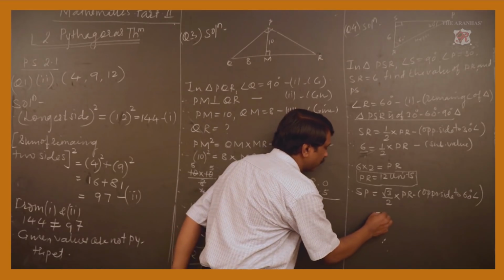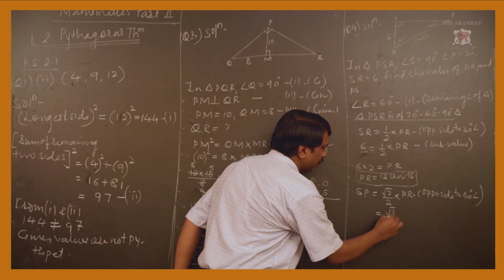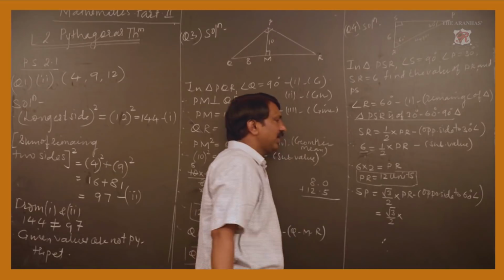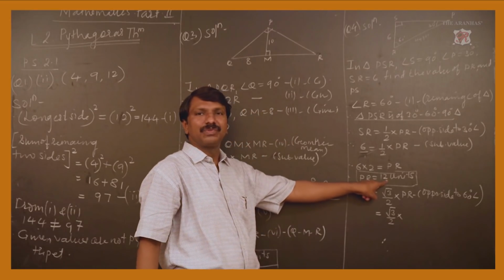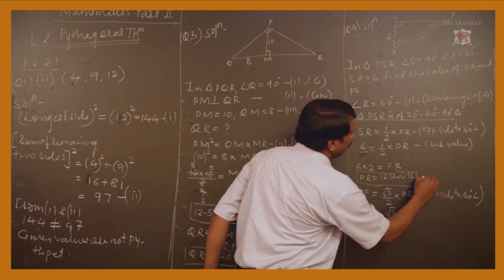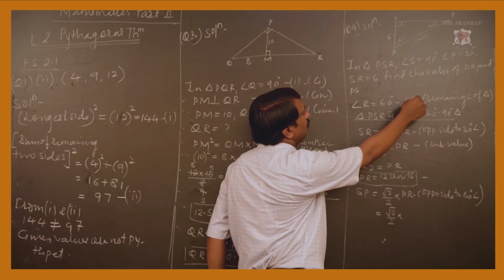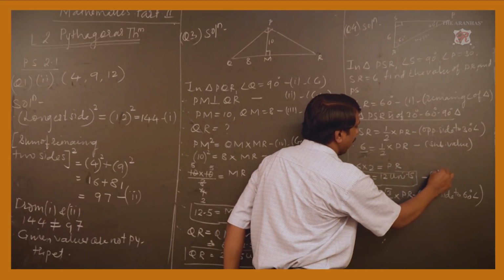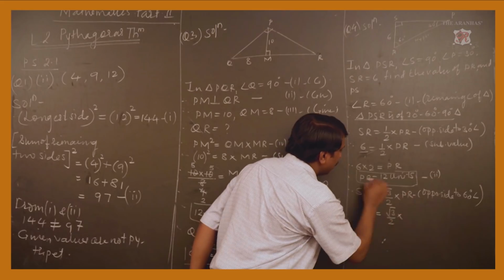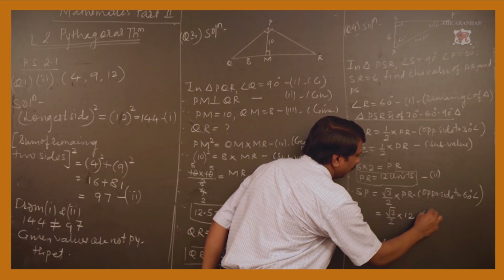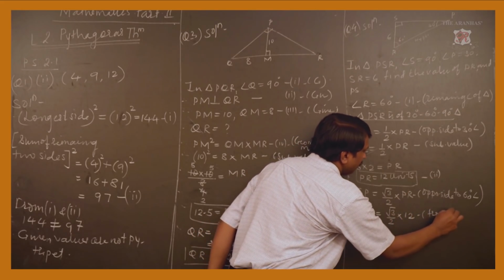So, here it is equal to root 3 upon 2 into. Just now we know what the PR segment is, that is 12. So, for it we will keep the number, I think it is written in the upper one only, I will write it, this is the second one. And so, PR's value, that is 12, we will substitute, and we can mention that it is from the second.